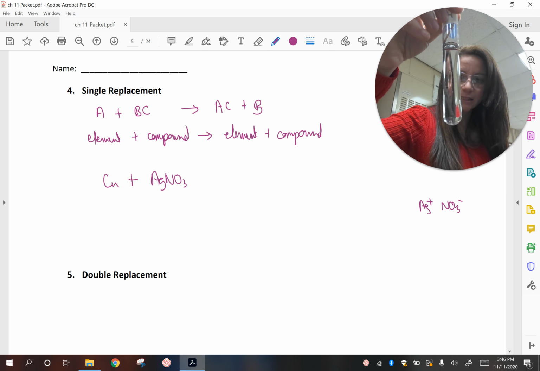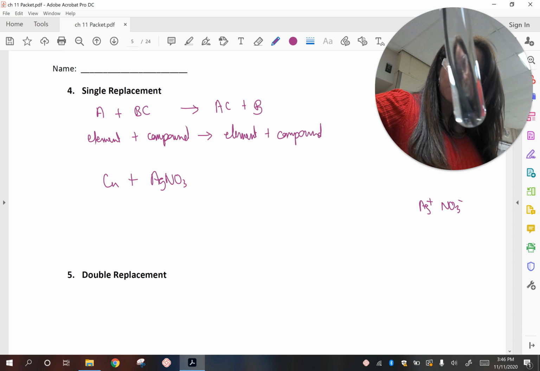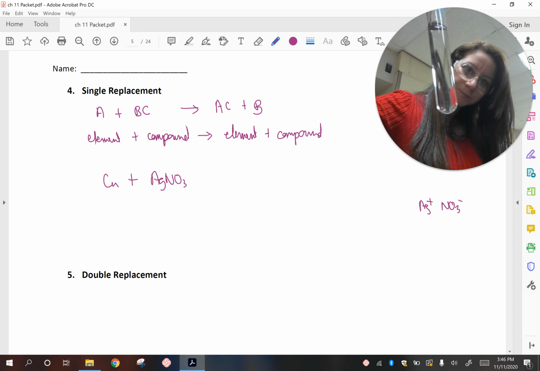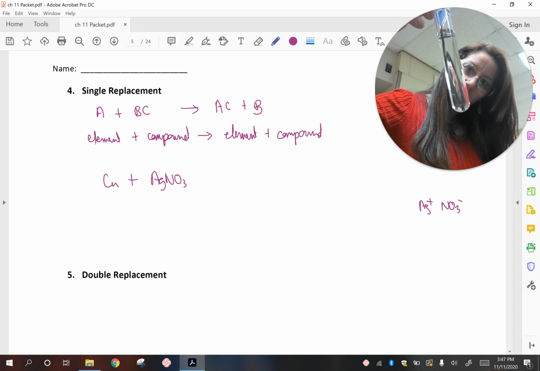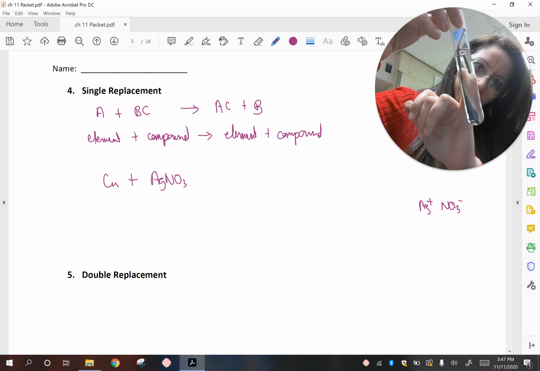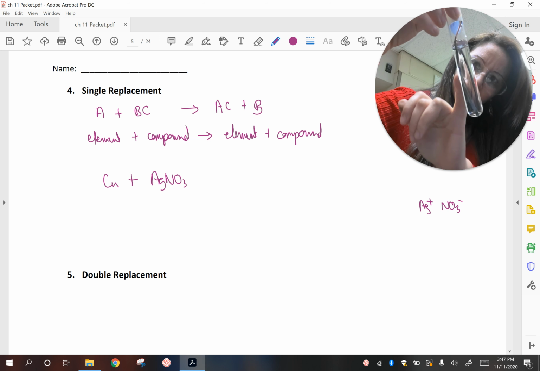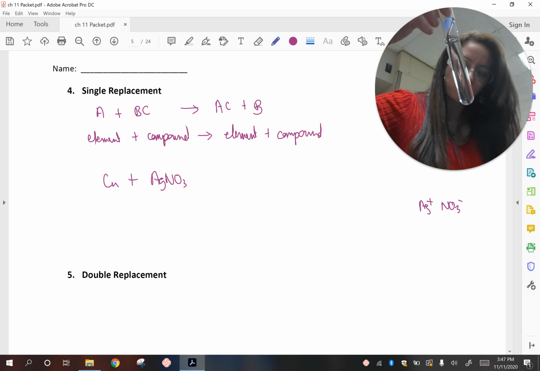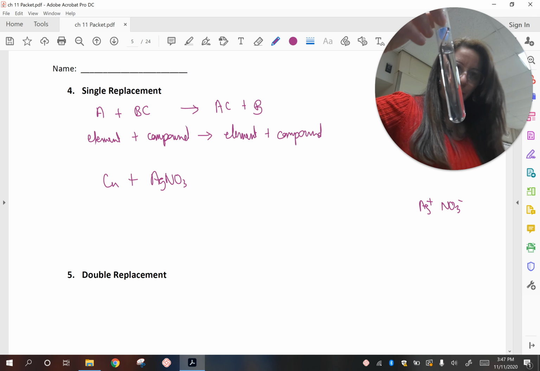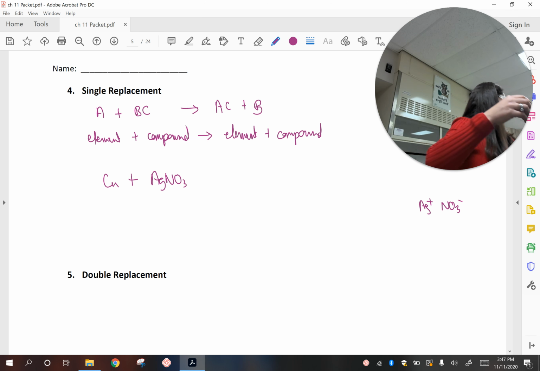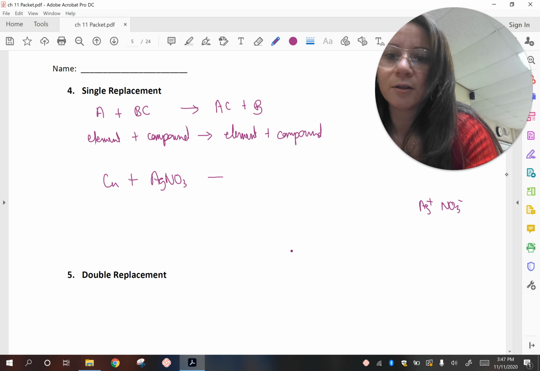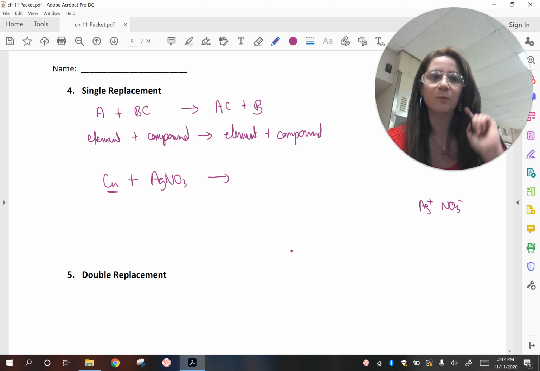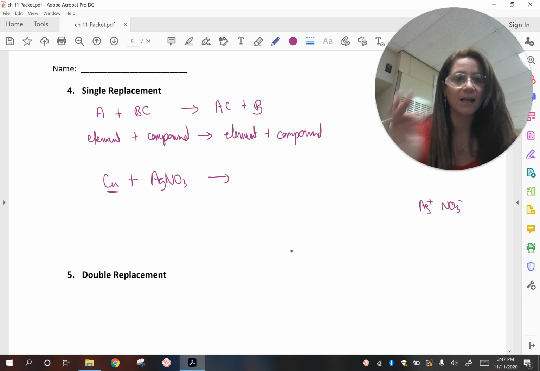And hopefully you can see that there is a color change happening. Looks like there's something forming that is kind of grayish or silverish on the copper here. So let's see what's happening. So what's going to happen here is this element is going to come in and kick out one of the elements that's in the compound. If it's a metal, it's going to kick out the metal. If it's a non-metal, it's going to kick out the non-metal.